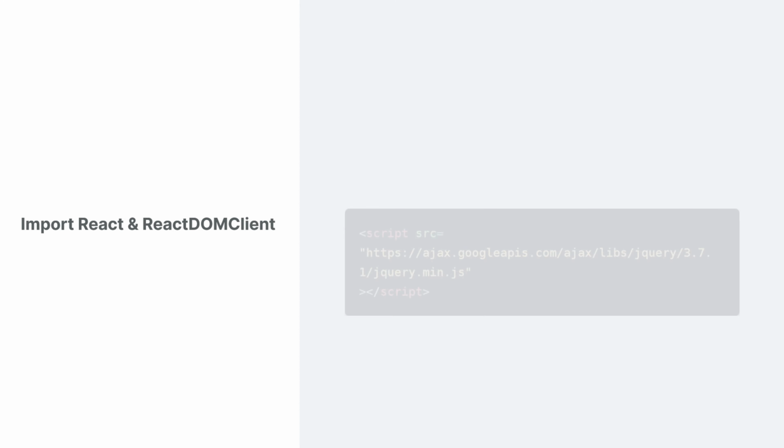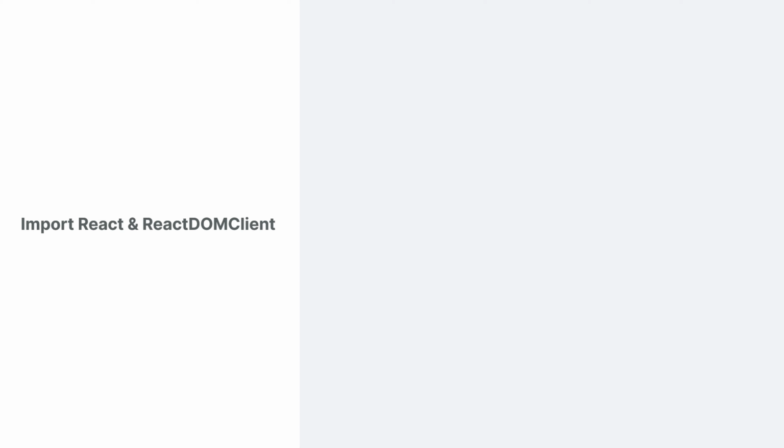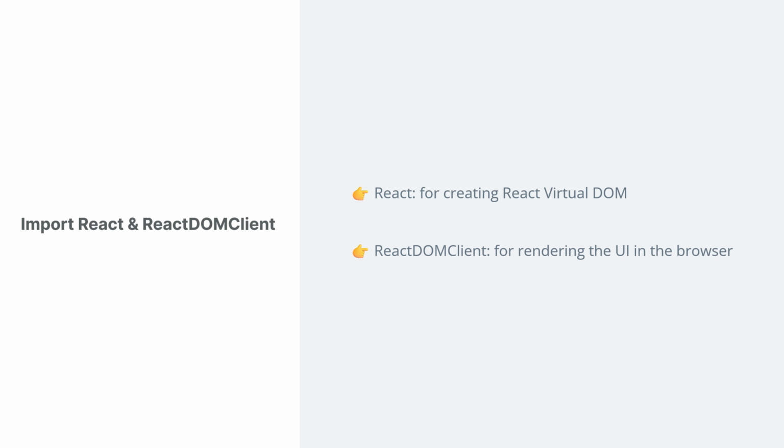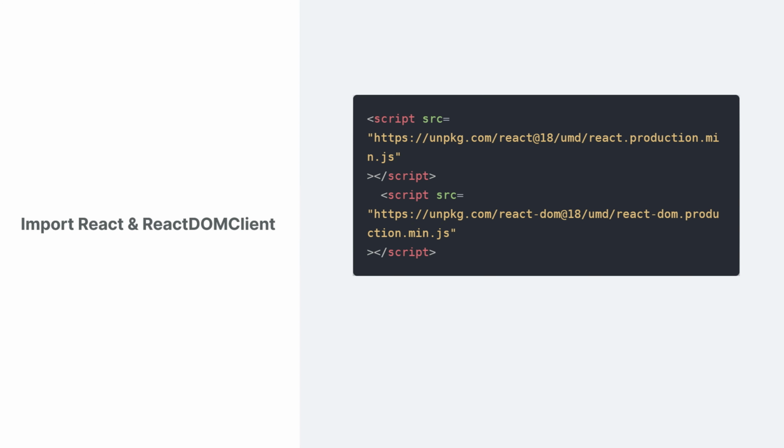When learning JavaScript, you've probably encountered the script tag for importing external JavaScript libraries. Similarly, if we want to use React in the browser, we can load it in this way too. To use this way, we need to import two libraries: React for creating React elements and React DOM client for rendering the UI in the browser. Before React 19, Universal Module Definition, aka UMD, was widely used as a convenient way to load React without a build step. For example, you could write something like this.